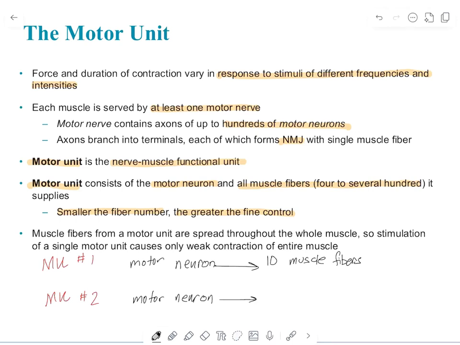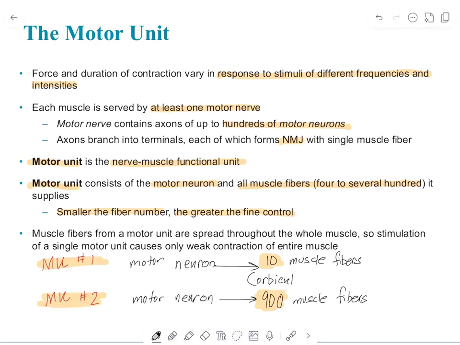But then there is another motor unit, which is motor unit number two. It's going to have the motor neuron that goes to 900 muscle fibers. And those muscle fibers would be analogous to TVs that would be receiving that signal. As you can probably imagine, the signal is going to be much better for motor unit number one because that signal is not being split nearly as many times as it is in motor unit number two, which goes to 900 muscle fibers.